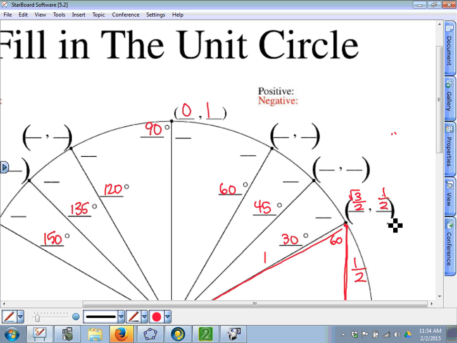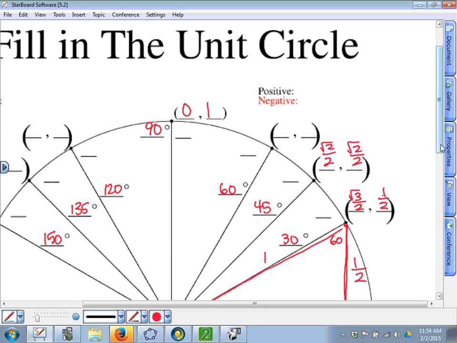I don't have time to show you where the rest of them came from, but you just have to believe me that we could do that to all these other lines, make special triangles and figure them out. But anyway, this one's square root of 2 over 2, comma, square root of 2 over 2. What's the radical for the 0 degree and 360?